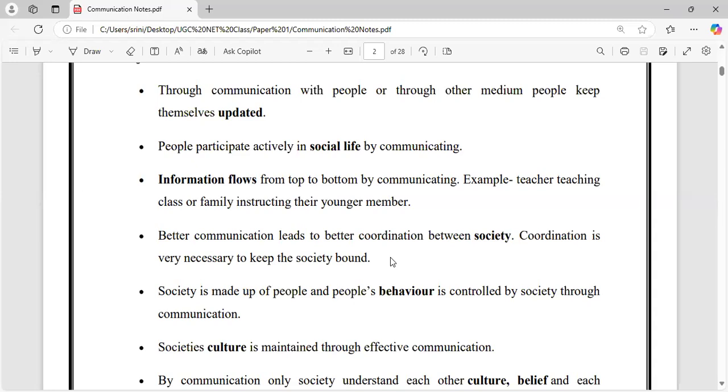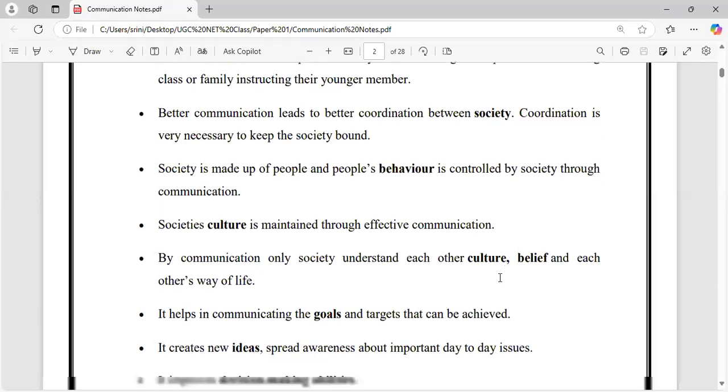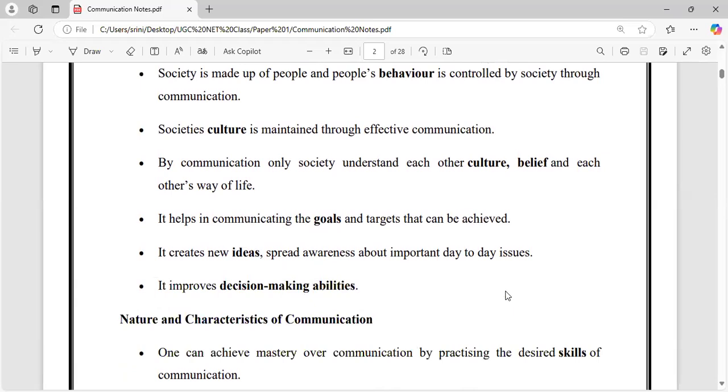Coordination is very necessary to keep the society bonded. Society is made up of people, and people's behavior is controlled by society through communication. Society's culture is maintained through effective communication. By communication only, society understands each other's culture, beliefs, and each other's way of life. It helps in communicating the goals and targets that can be achieved. It creates new ideas, spreads awareness about important issues, and improves decision making abilities.